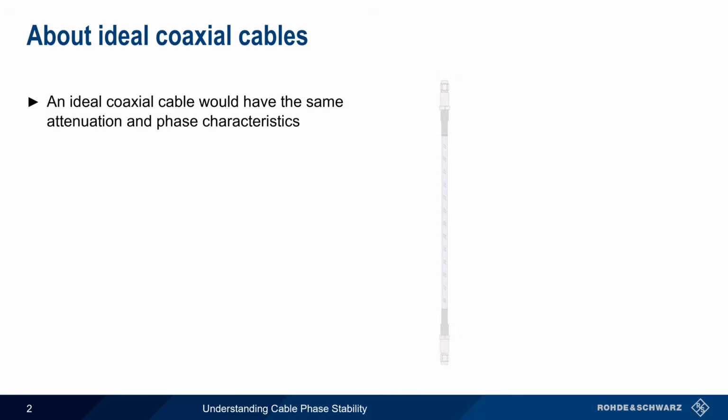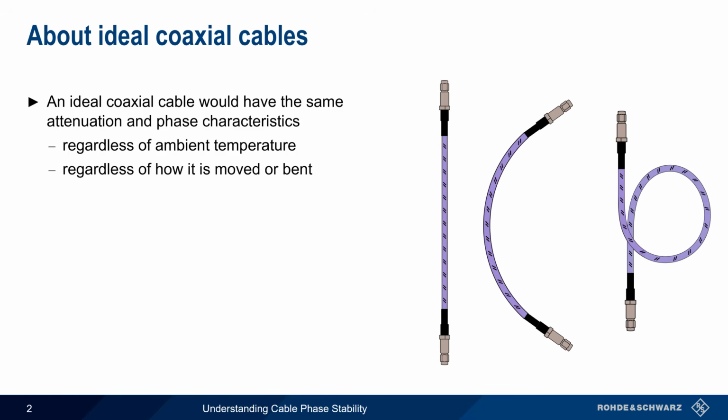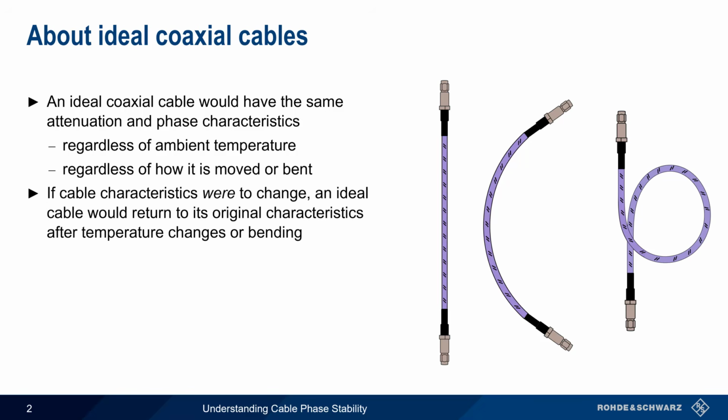An ideal coaxial cable would have the same attenuation and phase characteristics under all circumstances. In particular, the properties of the cable would not change with ambient temperature and would not change when the cable is moved or bent. And if these characteristics were to change, an ideal cable would return to its original characteristics after being moved or bent. That is, any changes would not be permanent.